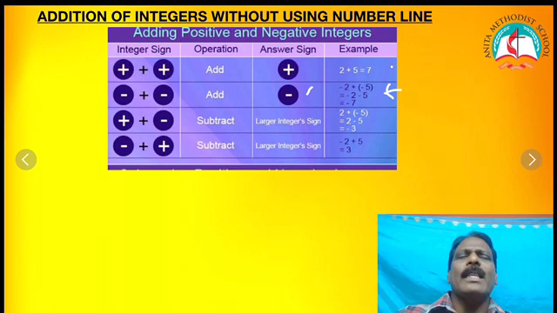Which is the larger sign? 5. So, the answer will come with the sign of 5. What's the difference between 5 and 2? 3. So, the answer is minus 3. Understood, children?